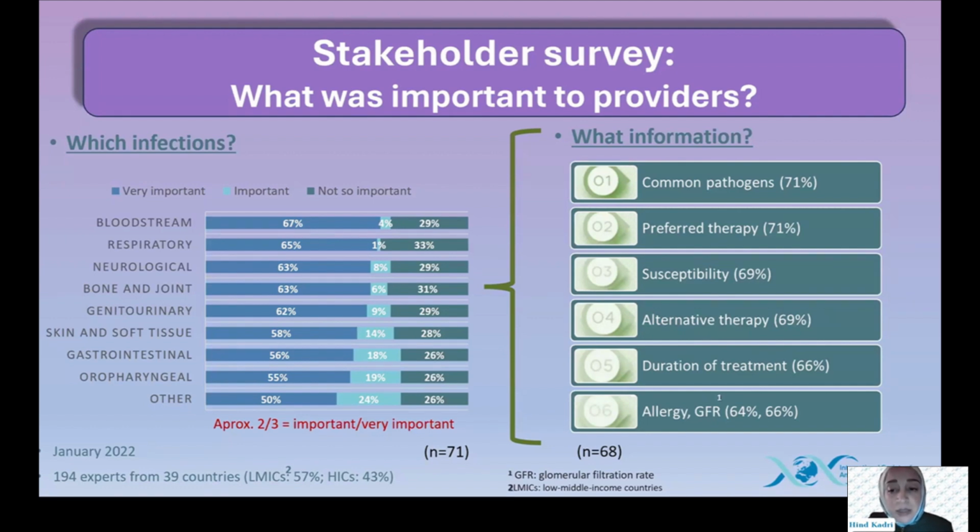In addition, we asked them what these topics should include. Under each topic, we wanted several points to be presented, such as preferred and alternative therapies on different pathogens and based also on their susceptibilities. And we also asked them what's the preferred means of displaying this information, and most of them answered that they preferred to have a web-based platform or application.